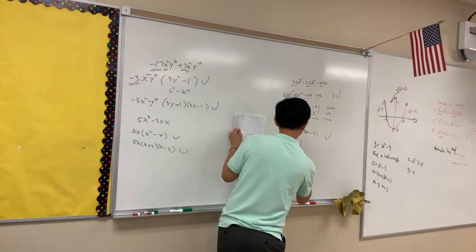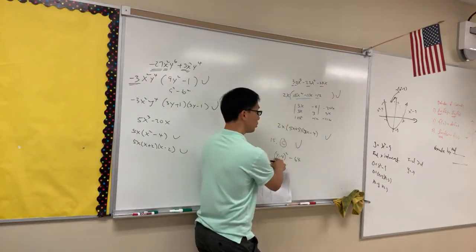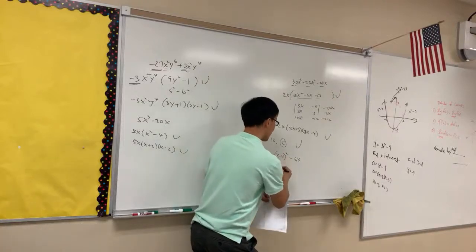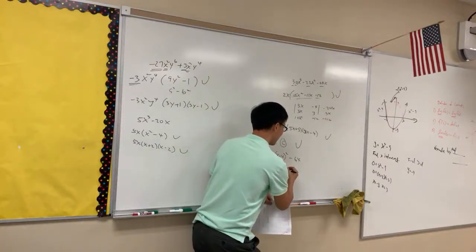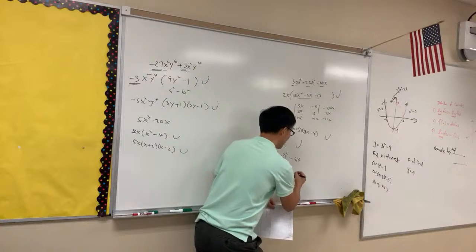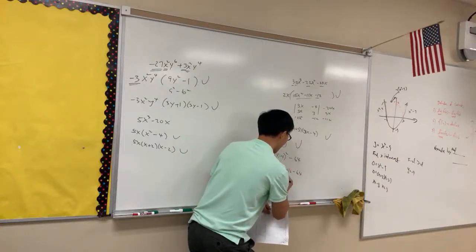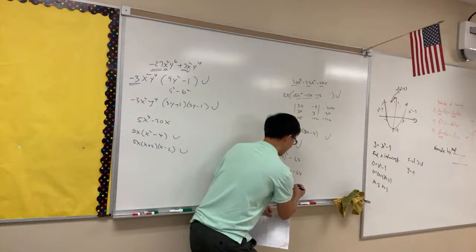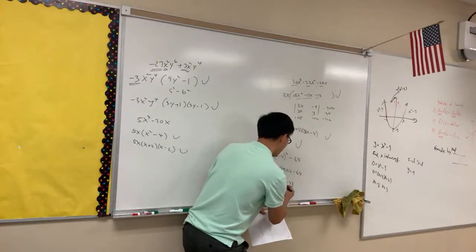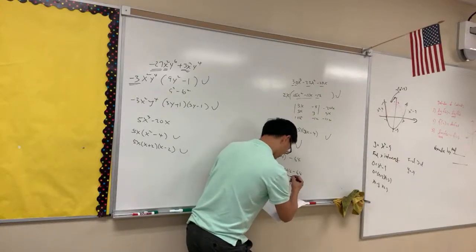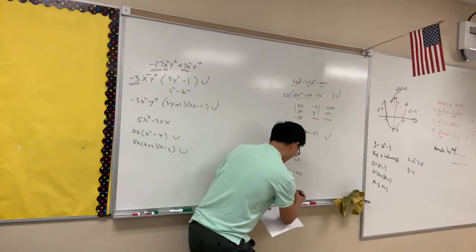So this square minus 64, right? If I square this, it's gonna be x squared minus 8x plus 16 minus 64. So it'll be x squared minus 8x minus 48. And then you can change that to factors x minus 12 and then x plus 4.